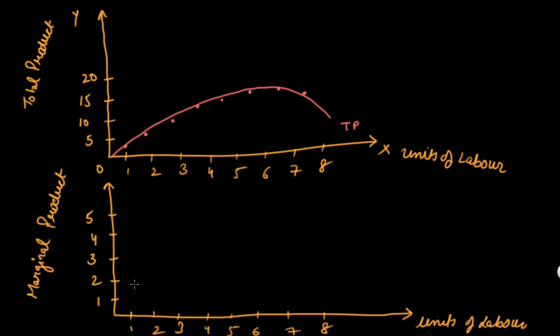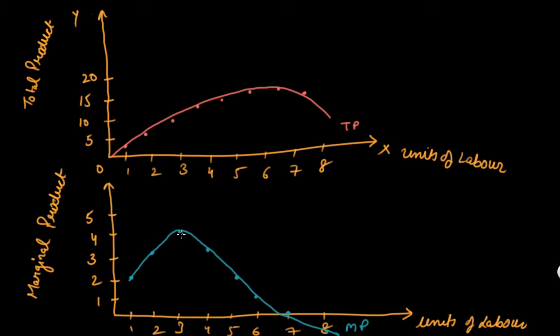At 1, your product was 2. At 2, your product was 3. At 3, your product was 4. At 4, your product was 3. At 5 units, your marginal product was 2. At 6 units, your marginal product was 1. At 7 units, your marginal product was 0. And at 8 units, your marginal product was negative. So this is your marginal product. I cannot make the exact line because I do not have a pencil and a scale, and my graphs are not extremely parallel to each other.